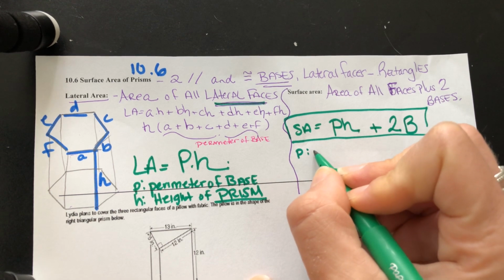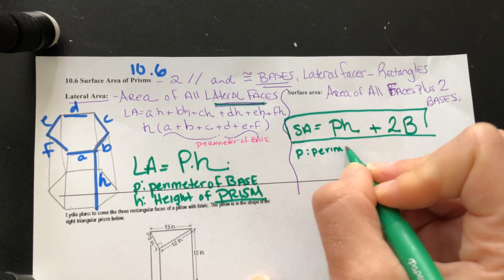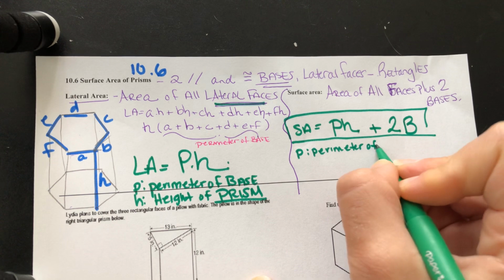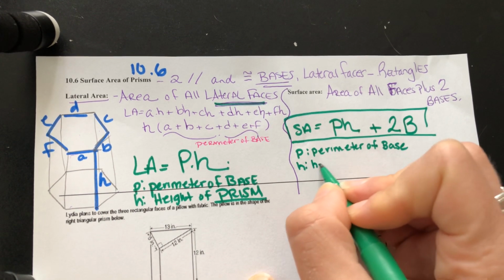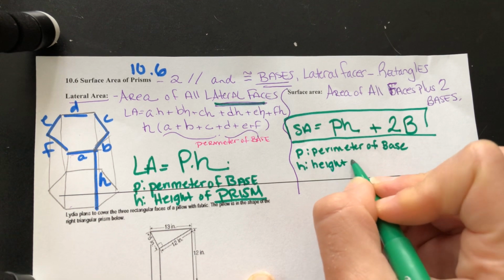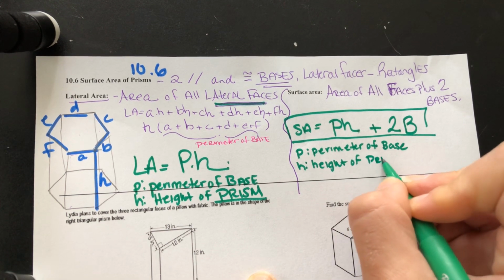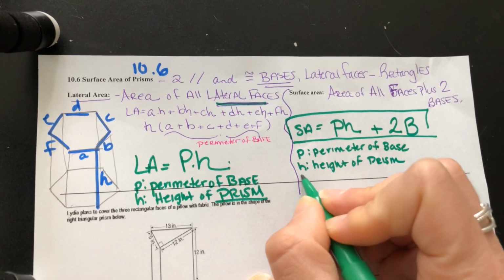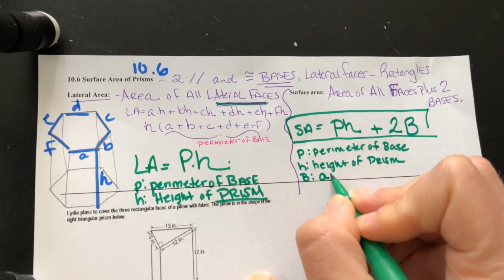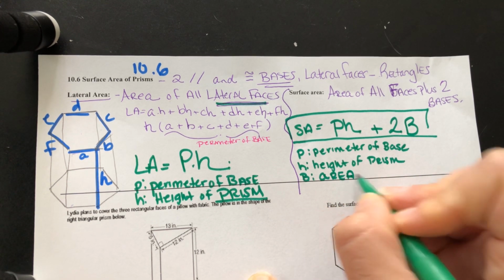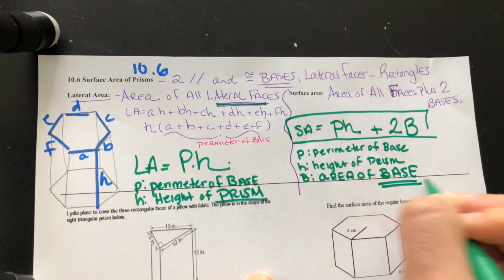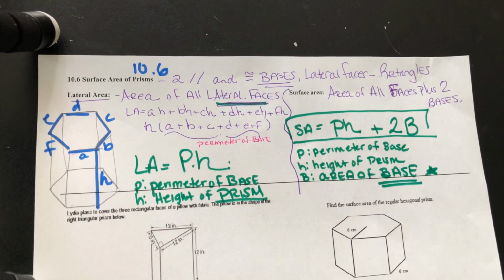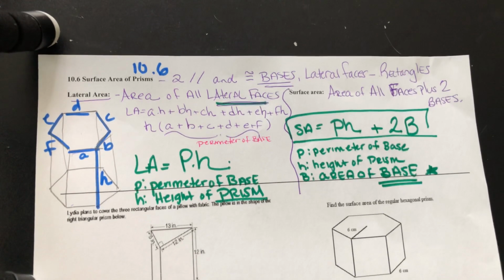Let's just review the concepts. P stands for the perimeter of the base, H is the height of the prism, and B, this one's the big one, is the area of the base. So depending on what the base is, if it's a triangle, you use the area of a triangle. If it's a hexagon, you use the area of a hexagon, and so forth.